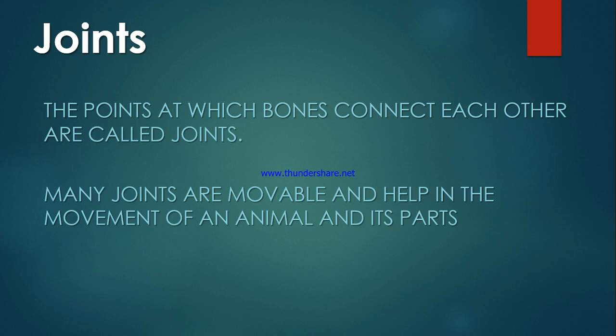इसीलिए नेचुरली एनिमल्स की बोन्स में जॉइंट्स मौजूद होते हैं, because joints increase the mobility of the body. They help in movement, bending, stretching, along with the help of muscles. Many joints are movable and help in the movement of an animal and its body parts.